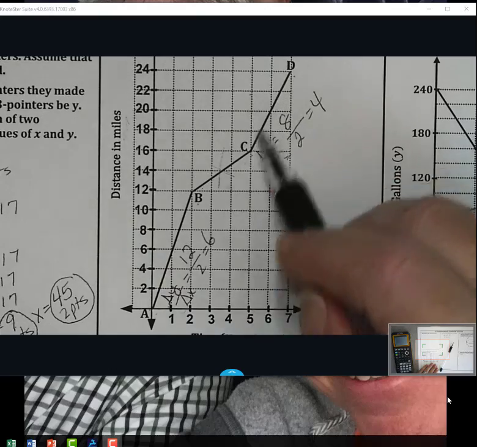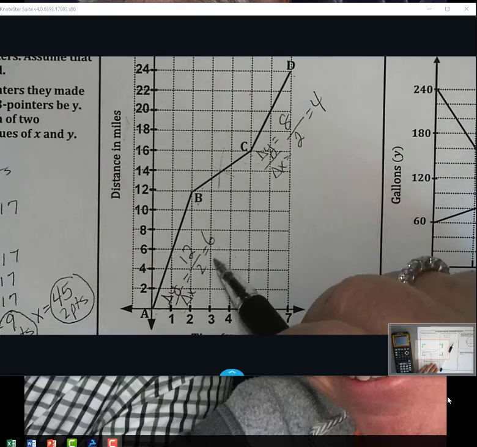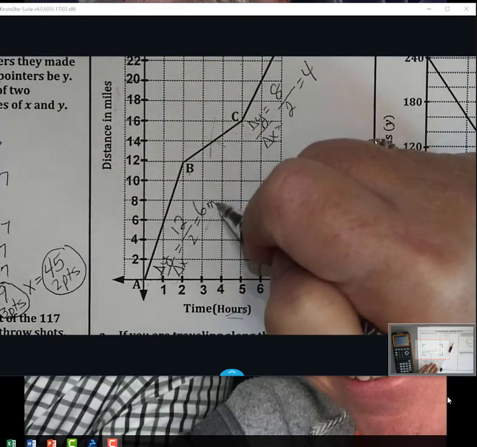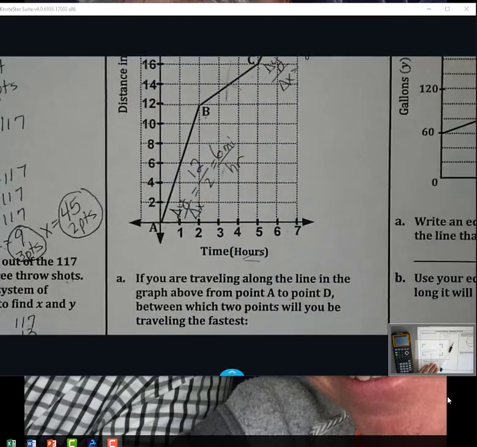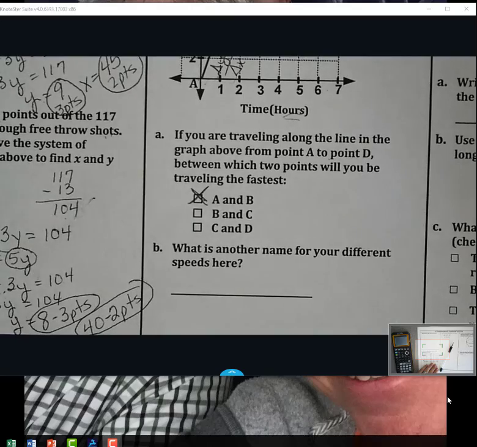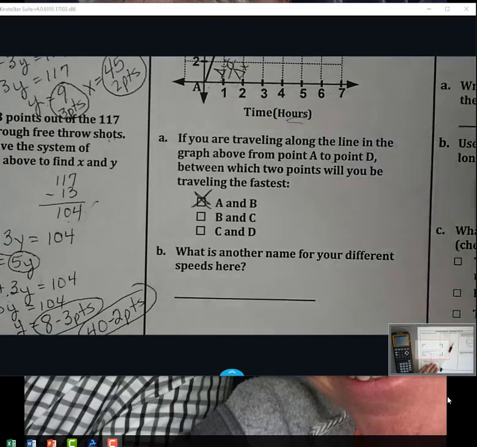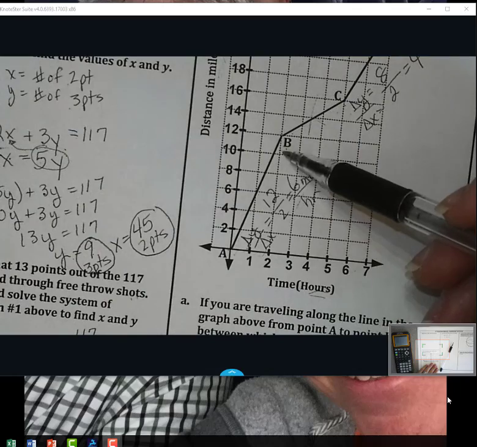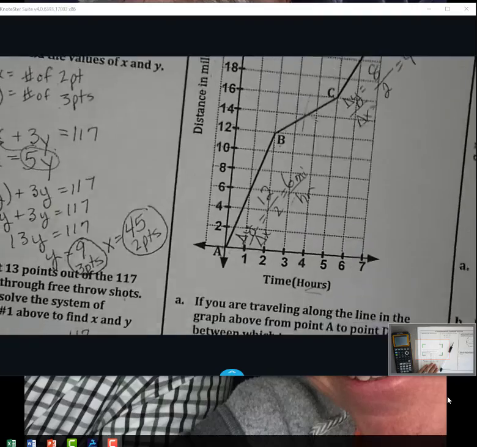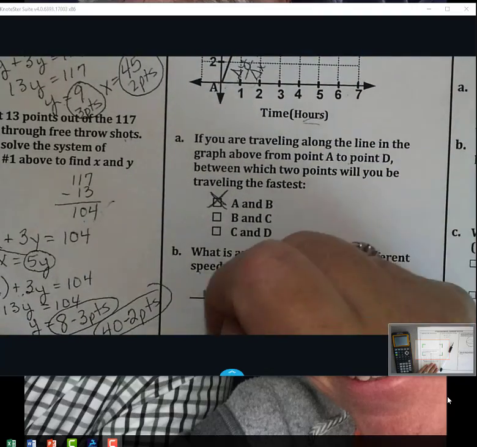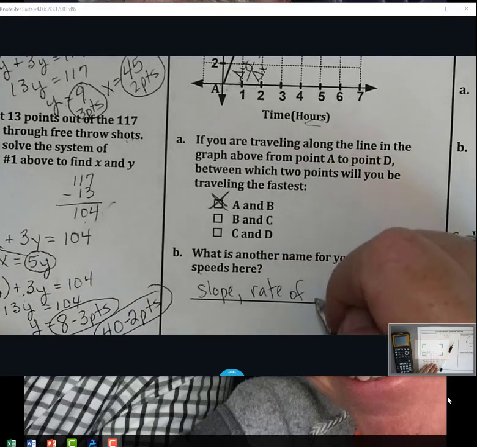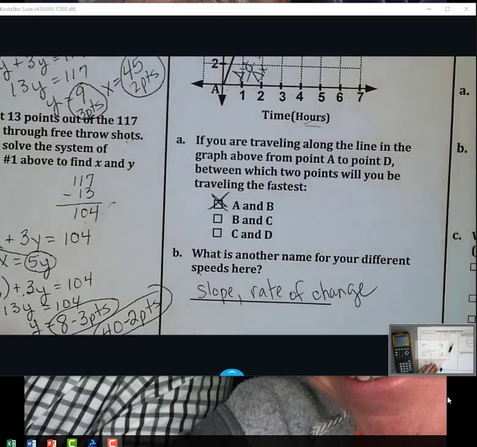And then between C and D and A and B, which one is faster? Between A and B, because it has a slope of 6, which means traveling at 6 miles per hour. So between A and B. Is there another name for your different speeds here? Sure, this can be called slope, the rate of change, or the speed. It's already being called the speed, so you could say it's the slope, the rate of change. Okay.